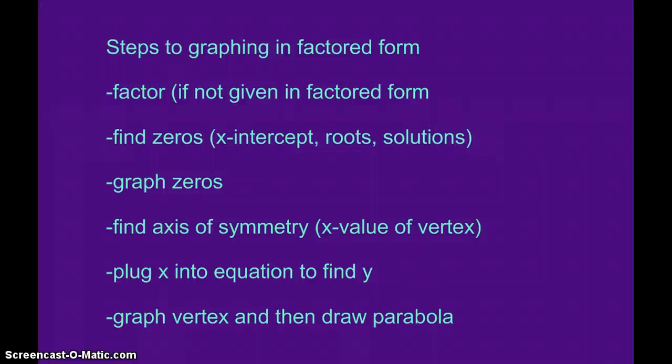Then we put those points on our graph. We graph our zeros. Then we think about the graph being symmetric, and we find the axis of symmetry, the middle value between our zeros, and that's going to represent the x value of our vertex. In order to come up with our vertex, we must plug our x value into our equation and find y, and that'll give us our vertex. Once we've graphed our vertex, we can then draw our parabola.